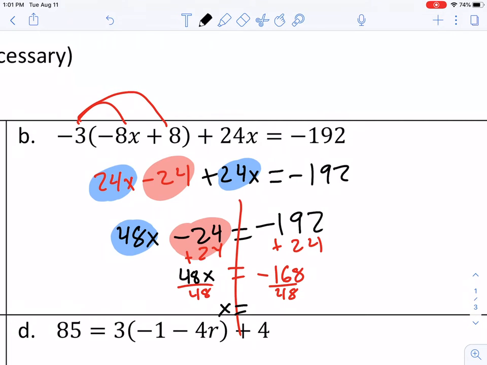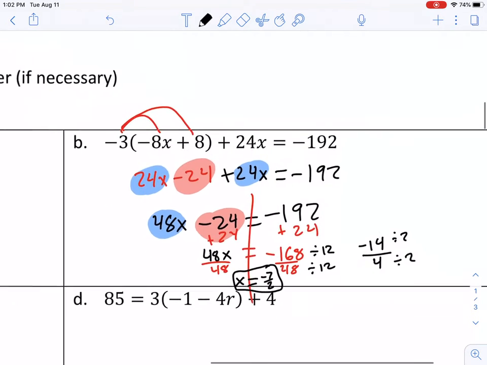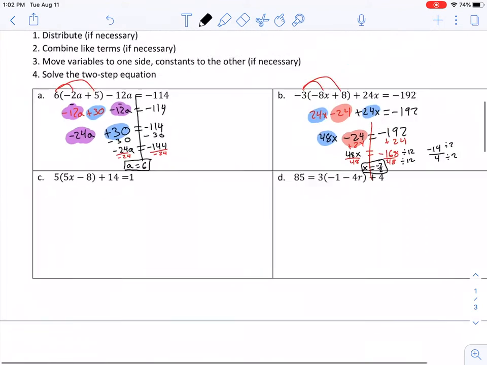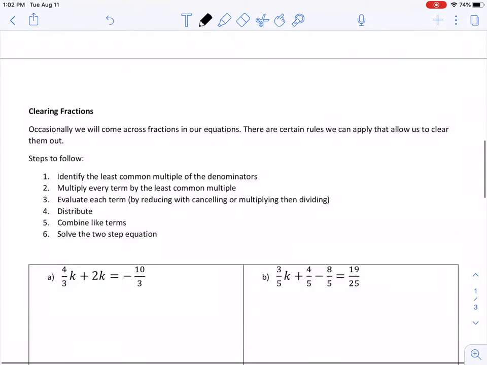If that's the case, I would go ahead and just reduce these, maybe by, I don't know, I can guess and check. 168 divided by 12 is 14. So if I divide both these by 12, I get negative 14 over 48 divided by 12 is 4. And then I can still reduce that. Now that it's smaller, I can still reduce it by 2. And I get negative 7 over 2. Okay, kind of a pain, but I want you to see the process and how we work those out. All right, I'm going to skip those two.